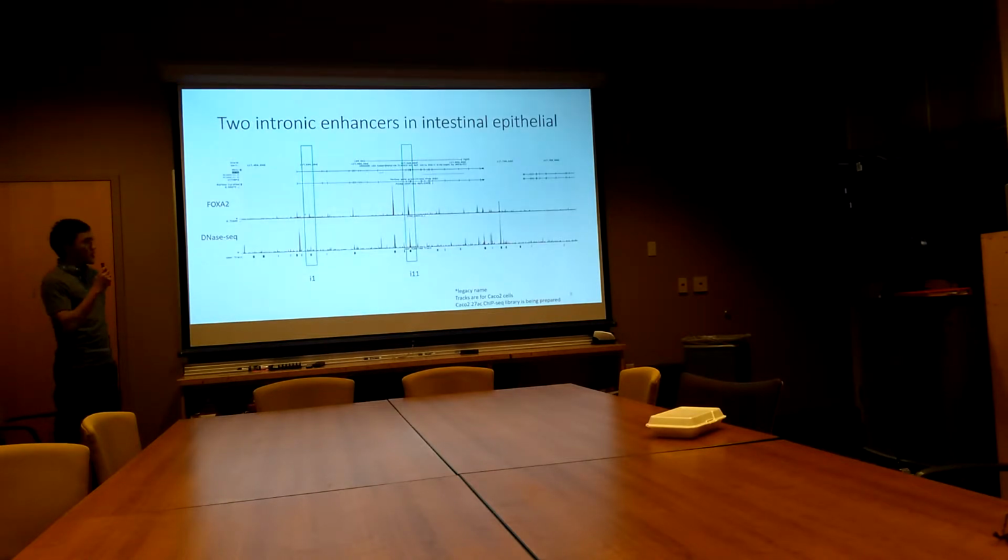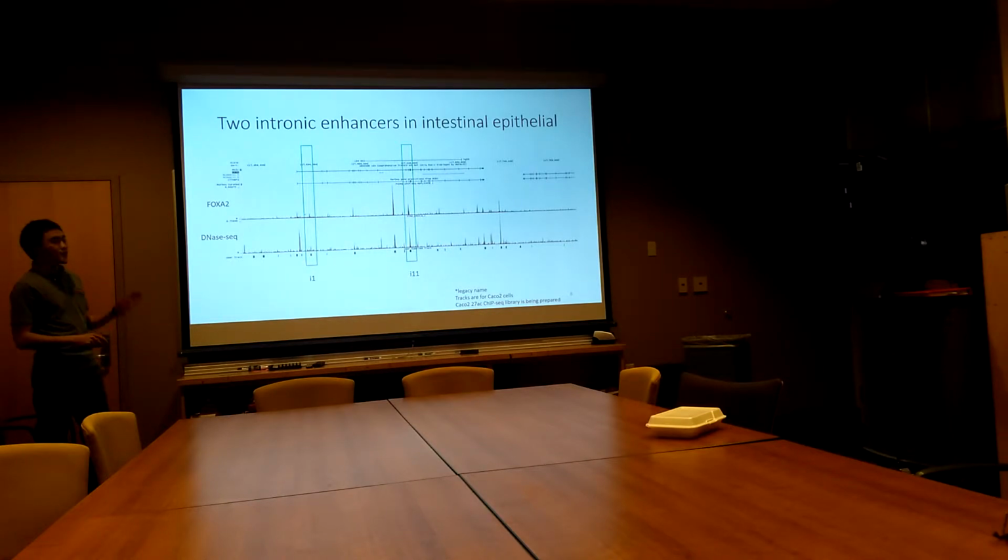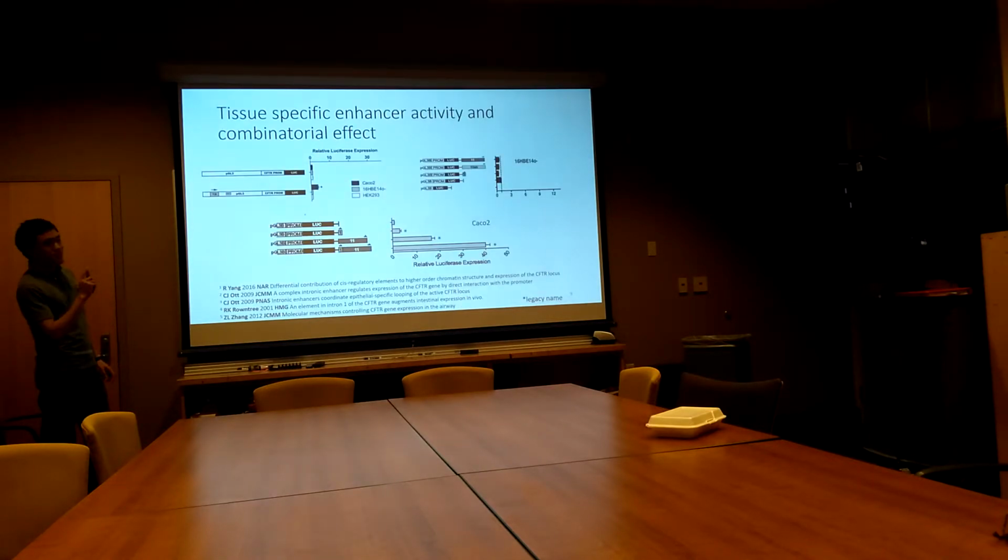So first thing here, before I got into my research, other people have done a lot in this area. Here is a graph showing an open chromatin map in the Caco-2 cells, representing two enhancers that we have identified, intron 1 and intron 11. These enhancers are tissue specific, which is addressed here.